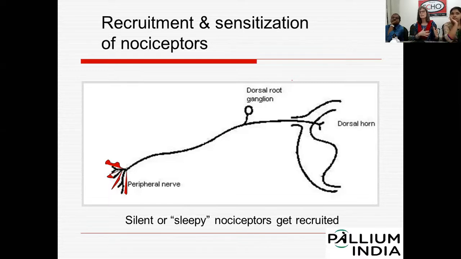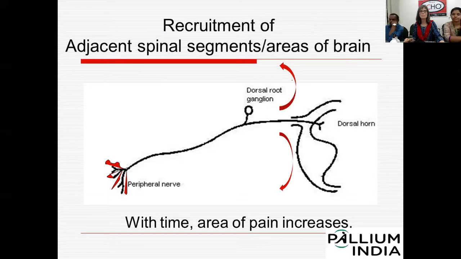recruitment and sensitization of peripheral nociceptors. So the nociceptors that are surrounding the initial burn of your finger or whatever are now recruited. This doesn't happen automatically, but it can happen, and the recruitment can also happen in the central nervous system at the spinal and brain level, so that you're recruiting additional spinal segments and this will often increase pain.